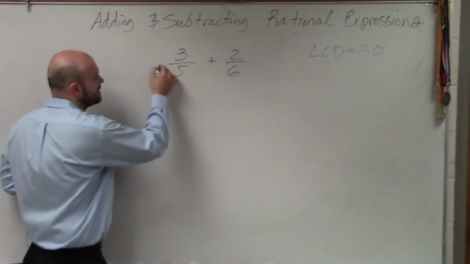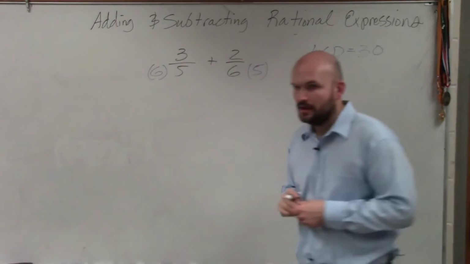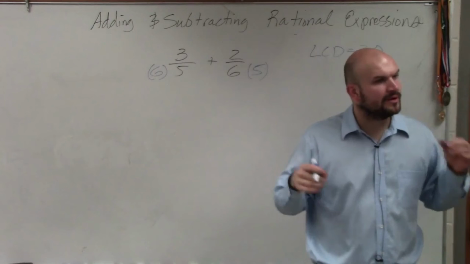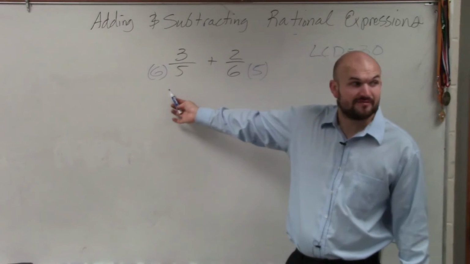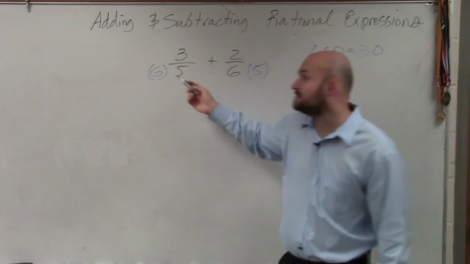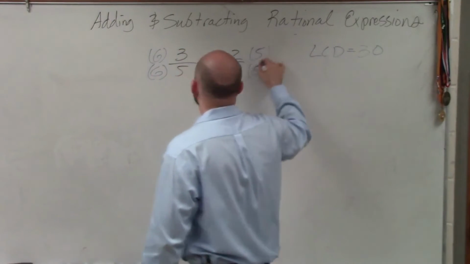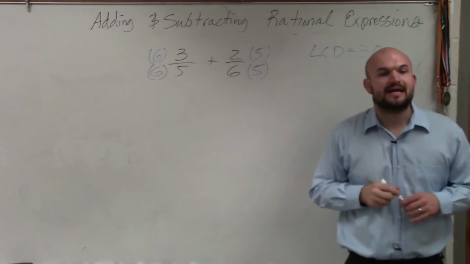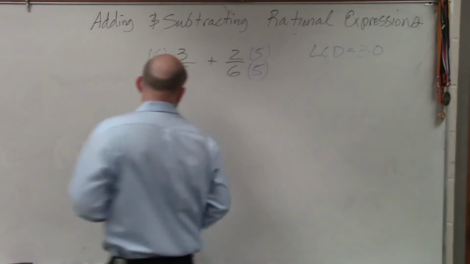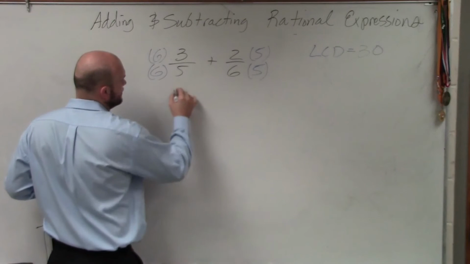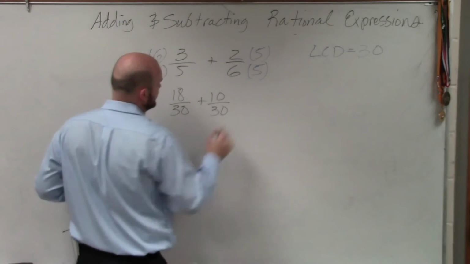So on the left side, I'm going to have to multiply by 6. On the right side, I'm going to have to multiply by 5. All right? But please be careful, ladies and gentlemen. When we are multiplying a fraction, if I just multiply the denominator, I'm going to change the value of the fraction. So I have to make sure I multiply the denominator and the numerator by the same value. That's going to produce equivalent fractions. So therefore, now I have 18 over 30 plus 10 over 30.